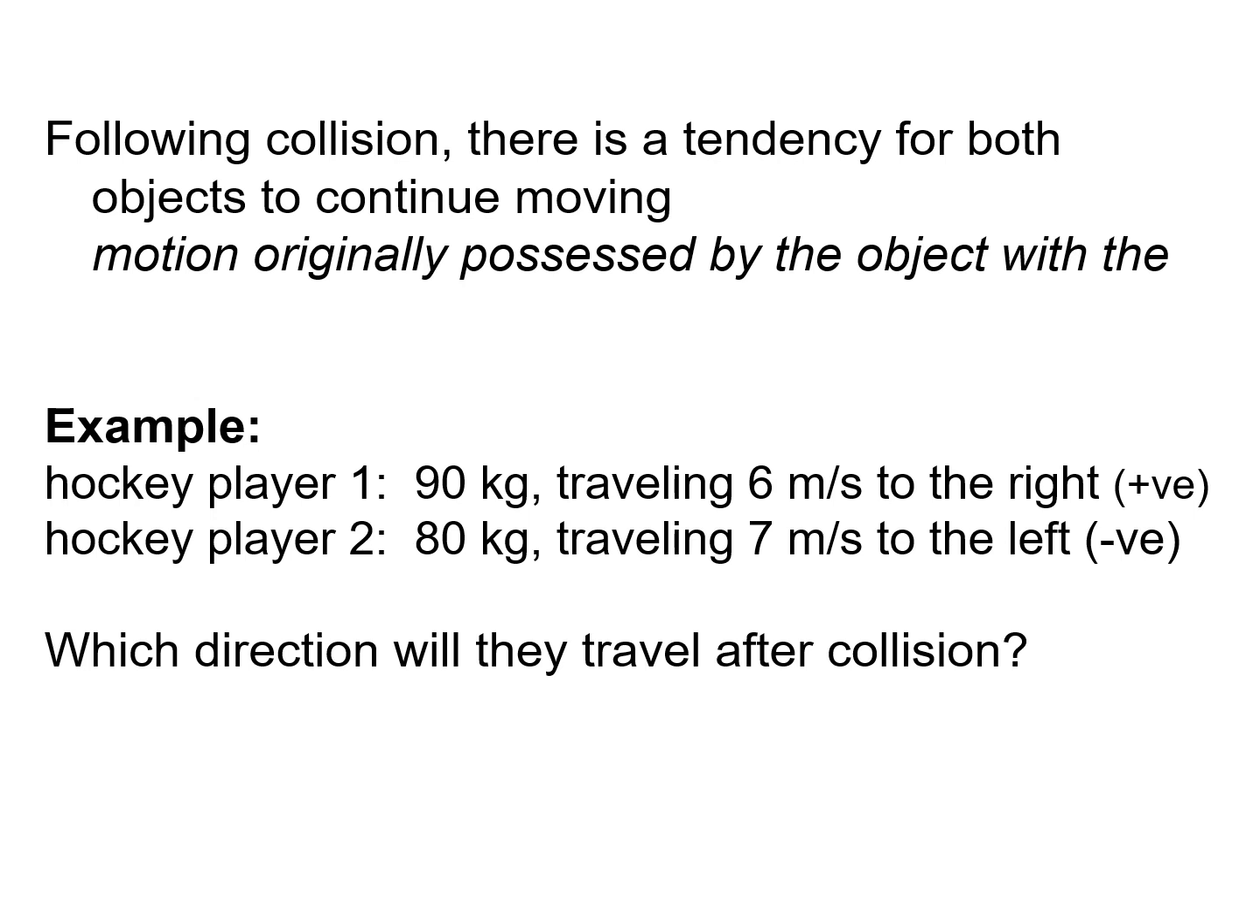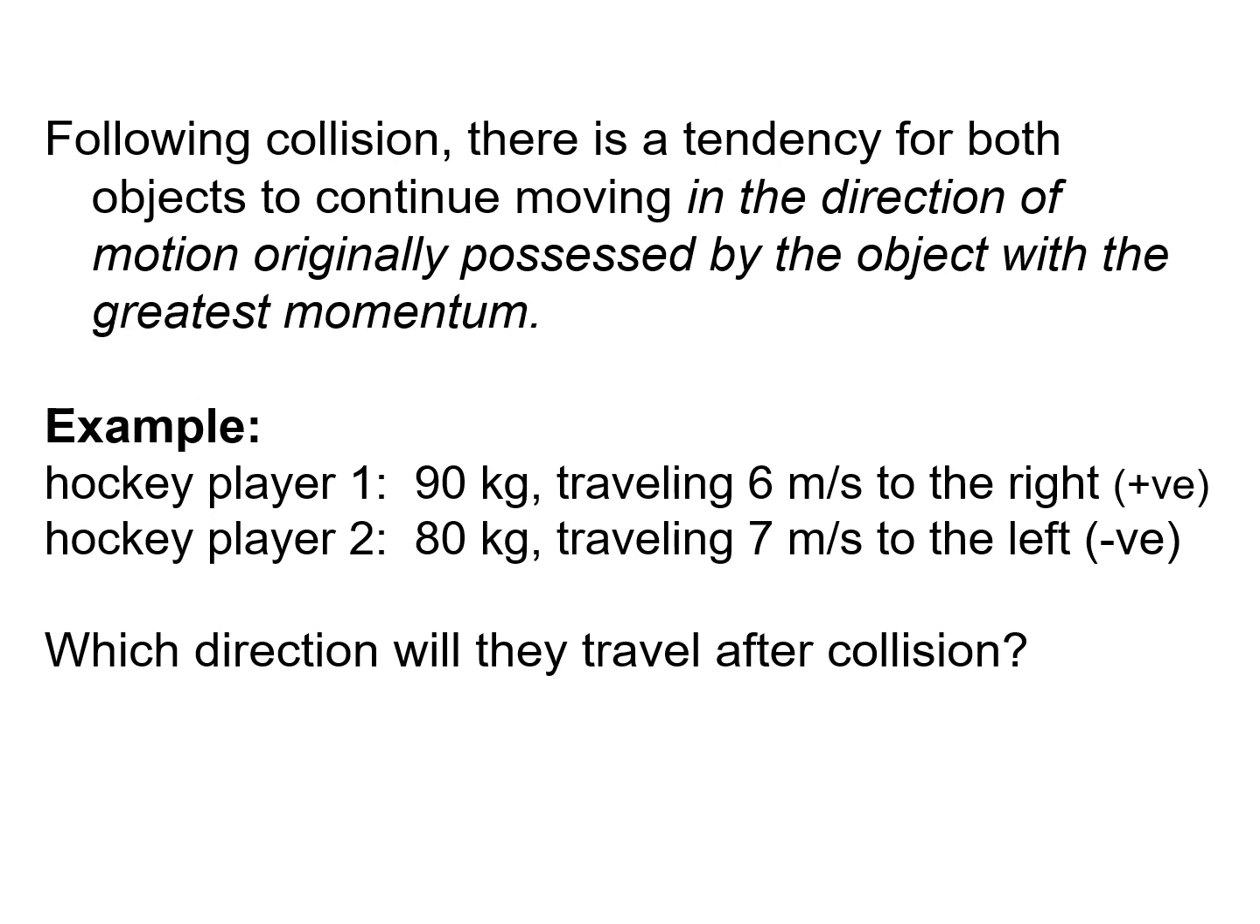So following a collision, there's a tendency for the objects to continue moving in the direction of the motion originally possessed by the object with the greater momentum. Basically, if we're looking at two objects colliding with each other, the resultant motion is going to be, let's say this one has a larger L right here for momentum. This has greater momentum, so we'll see motion with this one.